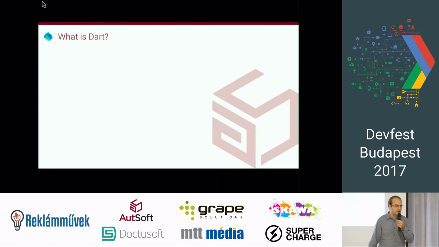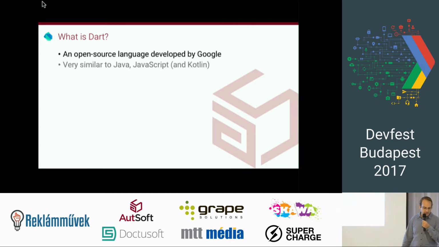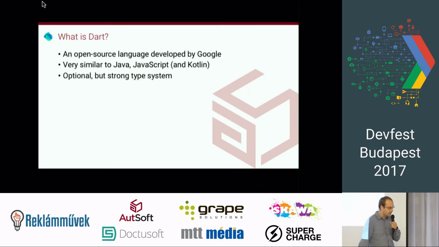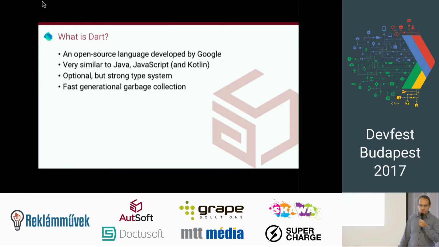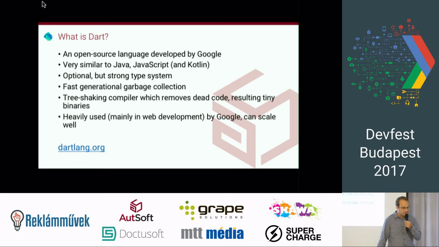It's used internally for a long time. It's battle tested, but unfortunately there are not a lot of outside projects with that. It's also open source, with very similar syntax to Java, JavaScript, and maybe a little bit to Kotlin. It has an optional but strong type system. It's still developed fast, so some changes are to be done. It has a fast generational garbage collection. As I already mentioned, it is very fast and performant. And it has a tree-shaking compiler, which basically removes the dead code, resulting in very small binaries. It's heavily used mainly in web development.